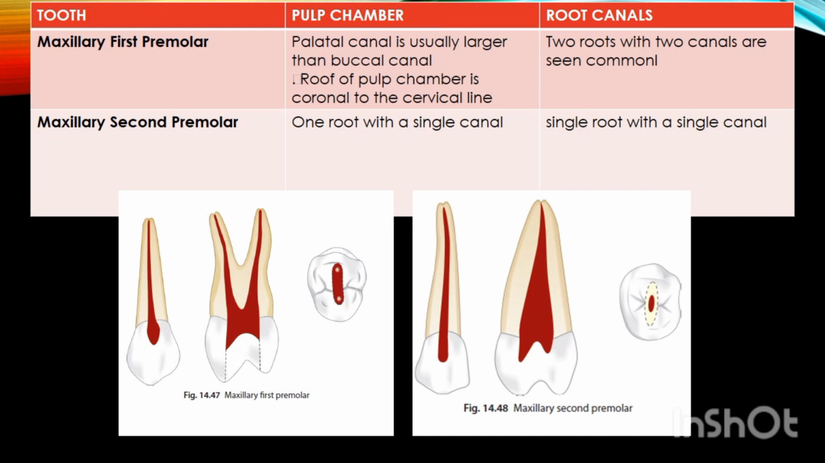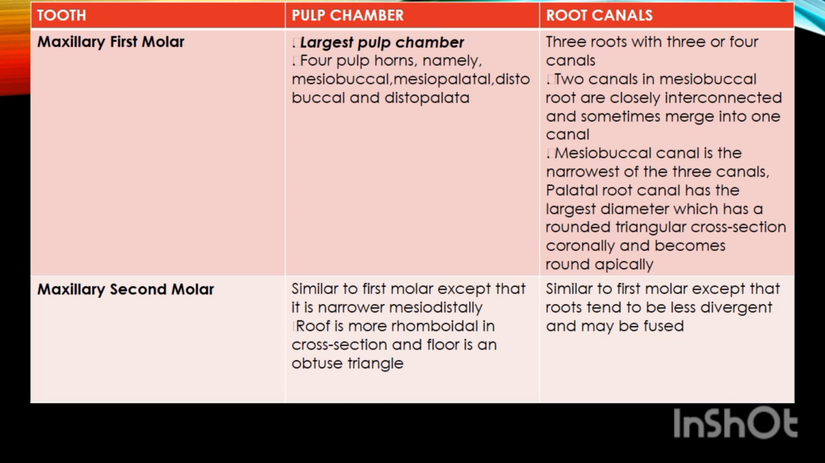It has two roots, because of that it has two canals. And in this, the palatal canal will be slightly at a higher position than the buccal canal. And then the maxillary second premolar, which has only one root, so again a single canal. Same goes for the mandibular second premolar and mandibular first premolar.